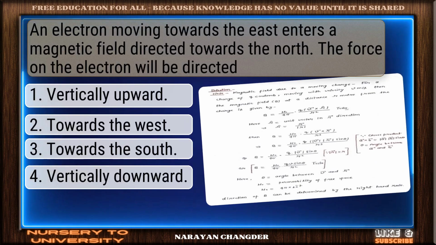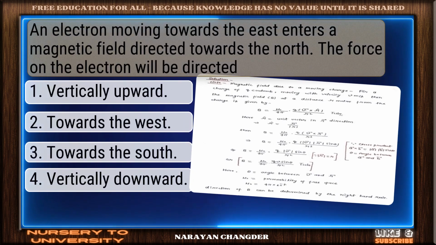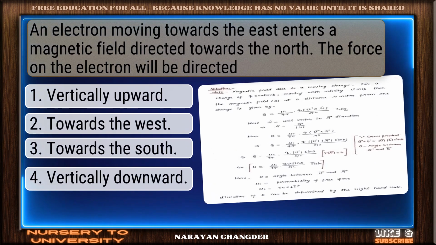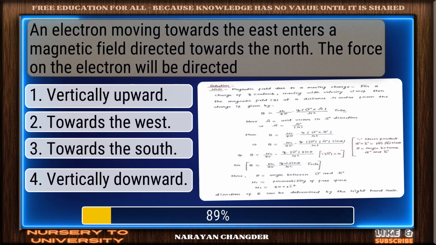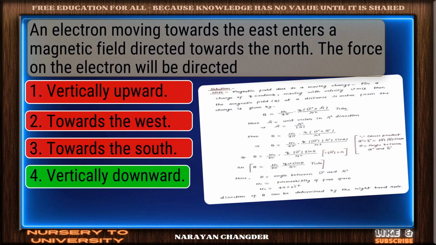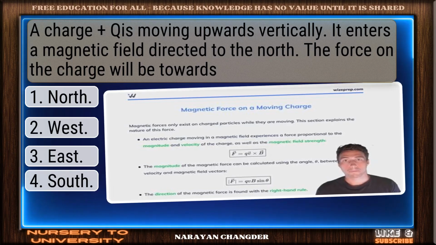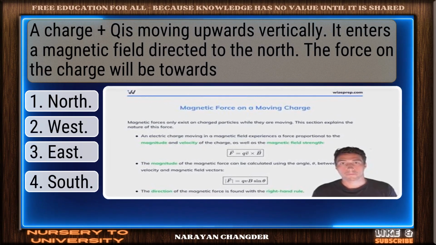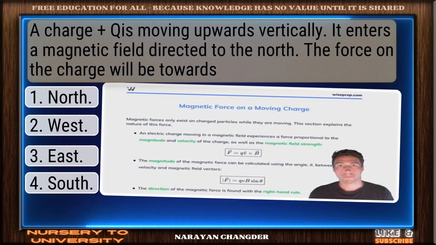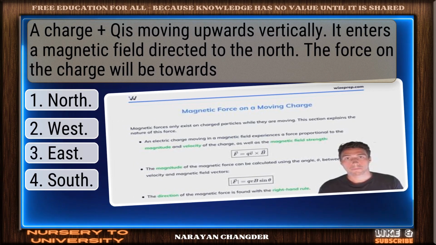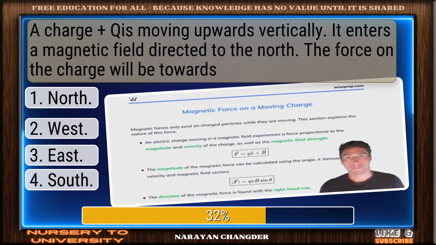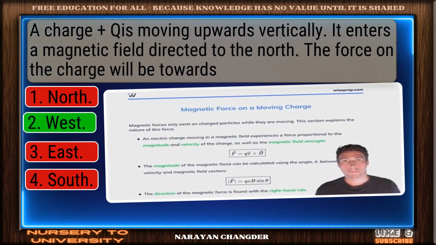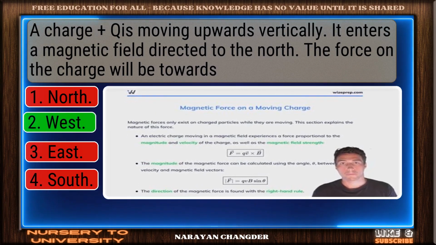An electron moving towards the east enters a magnetic field directed towards the north. The force on the electron will be directed. Right again. Vertically downward is valid. A charge plus is moving upwards vertically. It enters a magnetic field directed to the north. The force on the charge will be towards. Excellent. West is well reasoned.